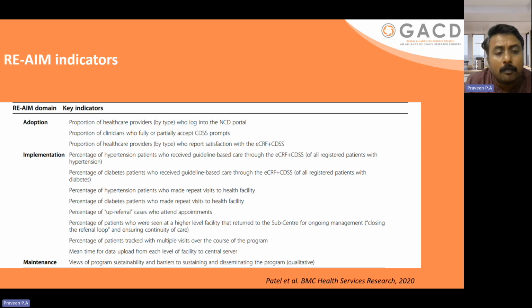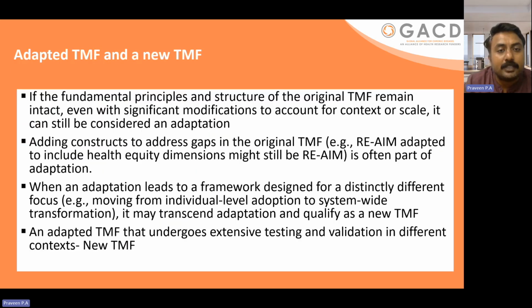So in real-world settings, it is common to adapt theoretical frameworks. For example, a framework like REIM can be modified to include dimensions such as health equity. Such adaptations can lead to new models that address different contexts or focus areas. And with extensive testing, these can eventually become a new theoretical model. So as implementation science researchers, we should understand the differences between an adapted theoretical model or framework and a new theoretical model or framework which you eventually come up with after adapting these models extensively.